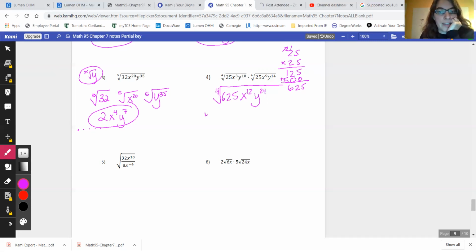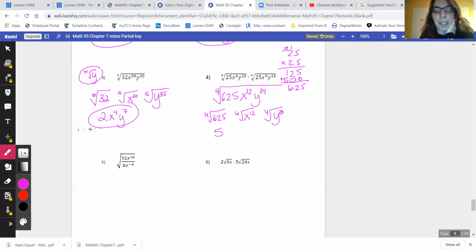Okay, so again, if you want to split it up, we're taking the 4th root of 625, the 4th root of x to the 12th, and the 4th root of y to the 24th. So 4th root of 625, again, you can use that root button on your calculator, you can also kind of guess and check by starting out with some numbers, taking them to the 4th power, see if they end up being 625. This is actually going to be 5.